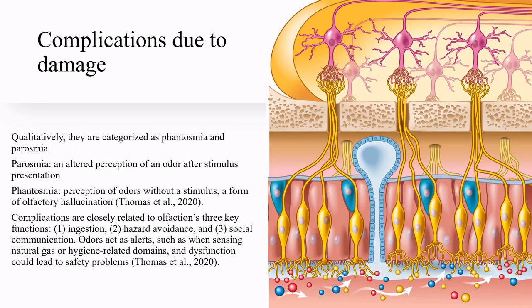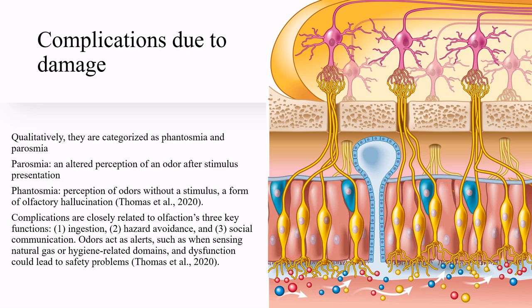Qualitatively, they are categorized as phantosmia and parosmia. Parosmia is an altered perception of an odor after stimulus presentation. Phantosmia is the perception of odors without a stimulus, a form of olfactory hallucination.